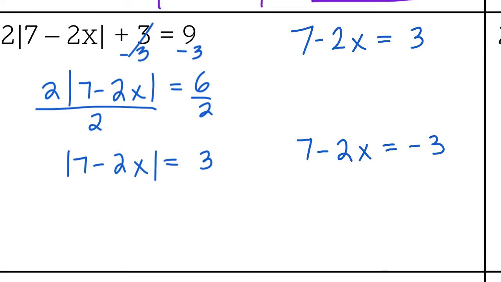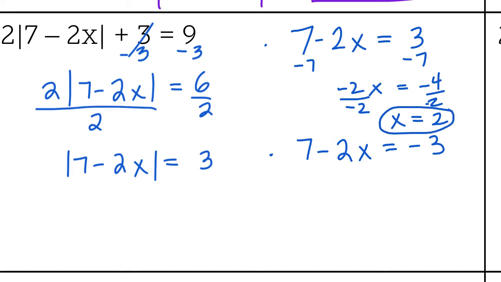Then we solve these two equations. So I would subtract 7 from both sides. Negative 2x equals negative 4. Divide by negative 2. So x equals positive 2. That's one of my answers.